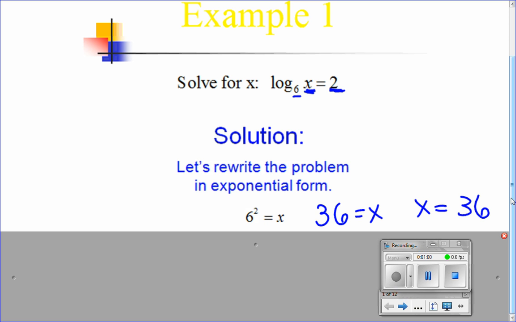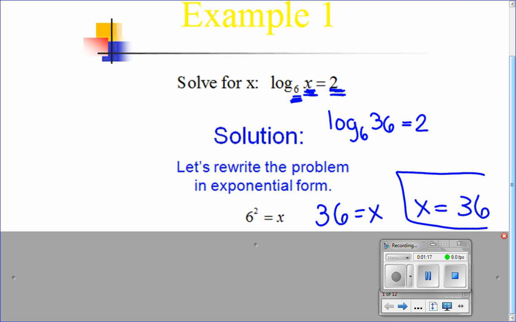Okay, so really we're trying to figure out 6 to the power of 2 is equal to what? 36. So that means log base 6 of 36 is equal to 2. This is our solution, x equals 36.